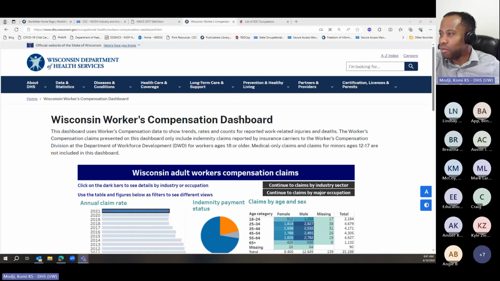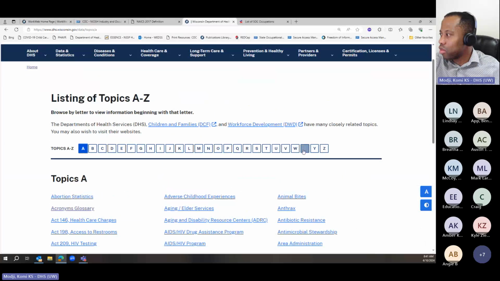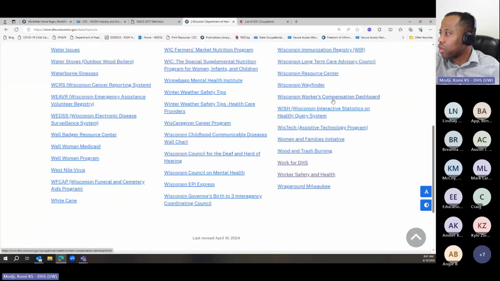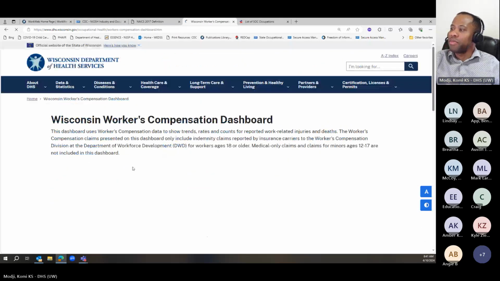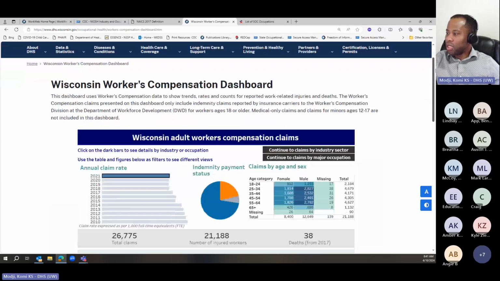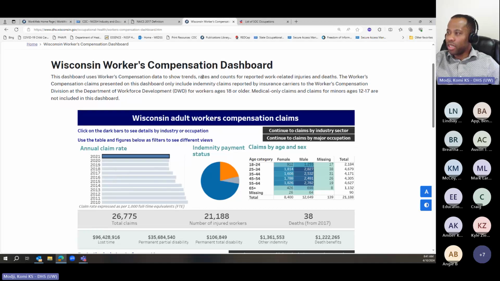It's housed on the DHS website, and you can just use the URL to get to it, or you use the A to Z index, and it's workers' comp. Then you go to W, and then Wisconsin Workers' Compensation Dashboard. On this page, you can see the dashboard embedded here, and some text to explain where the data is coming from, like Dr. McCoy just presented.